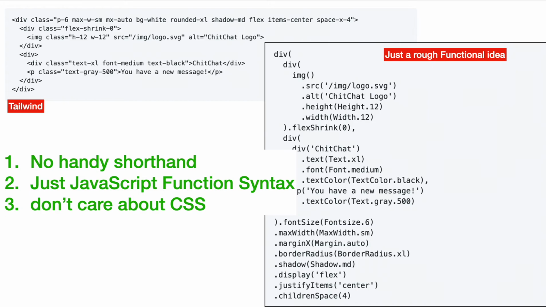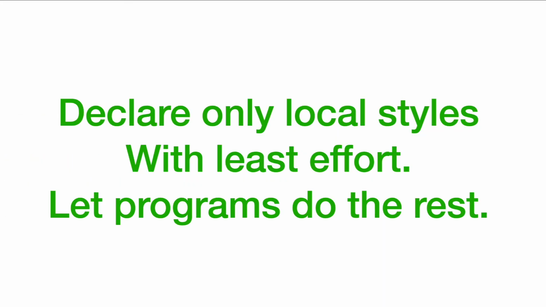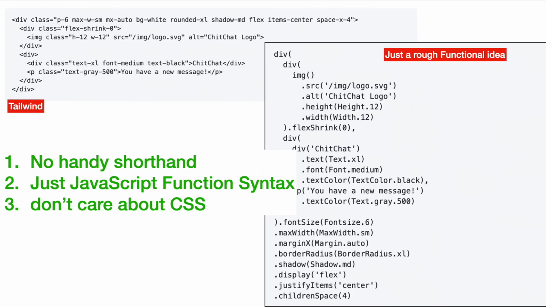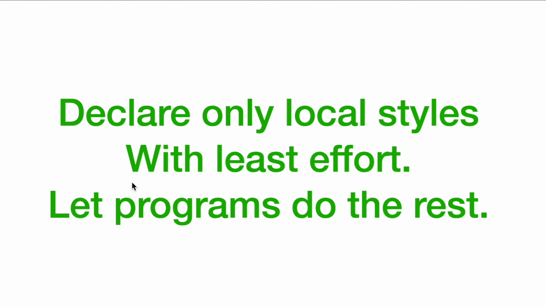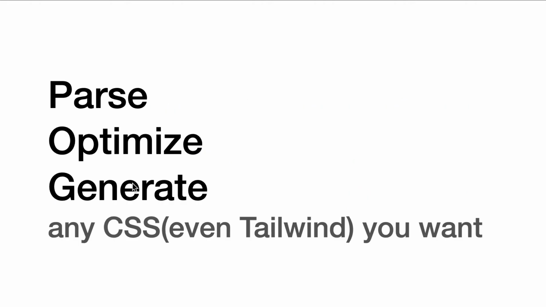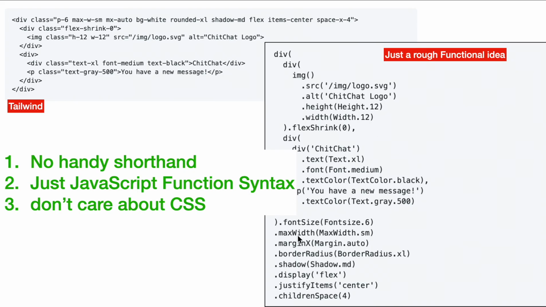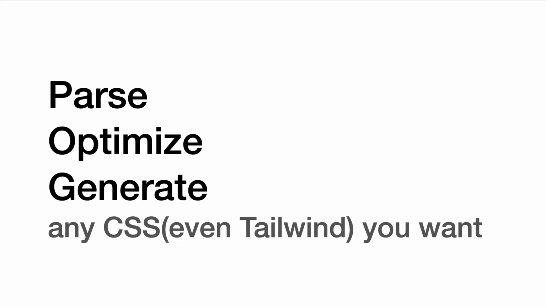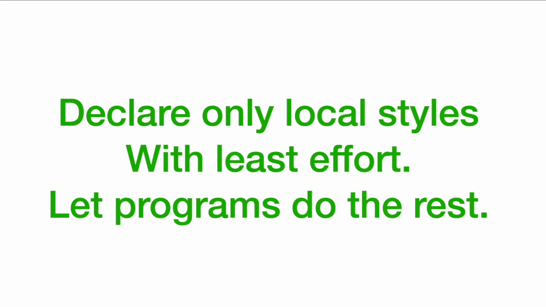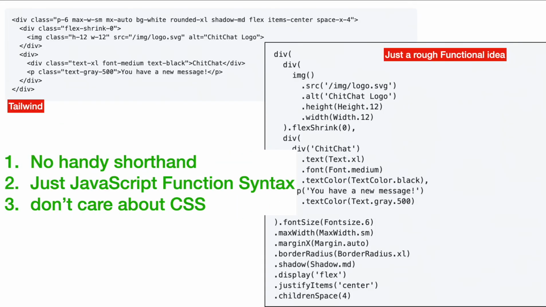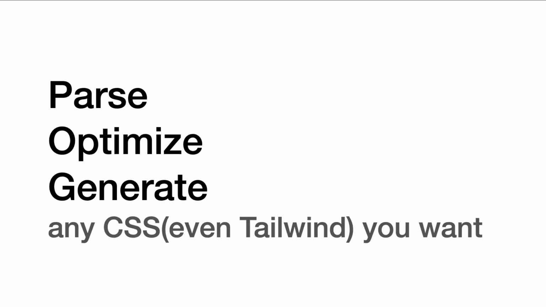It's super cool. And so the idea from this approach is we declare only local styles. We don't call this CSS anymore. There's no cascading. We only define the local styles with the least effort, and let the programs do the rest. We don't need to do premature abstraction. We don't need to care about the performance. Let the programs do that. I mean, if we do something like this, we could just parse the code, right? Let the programs parse the code, and let the programs optimize it and generate any CSS you want.